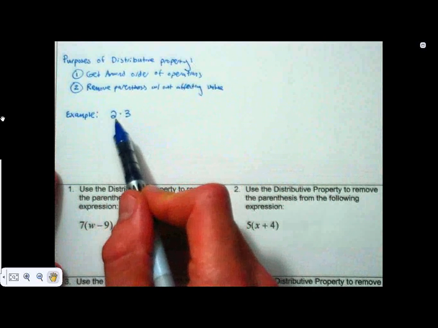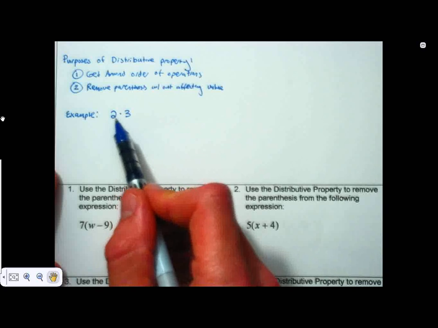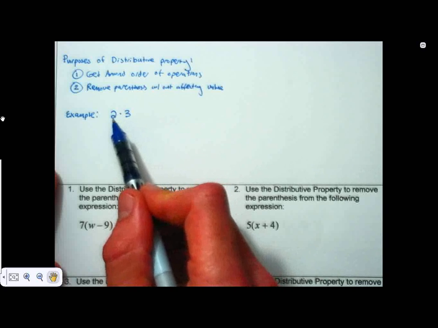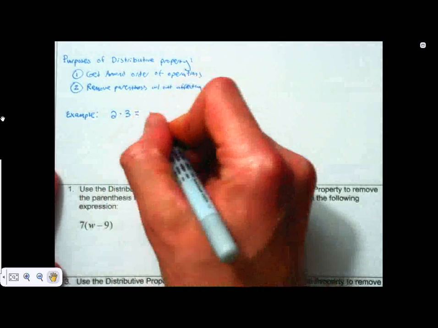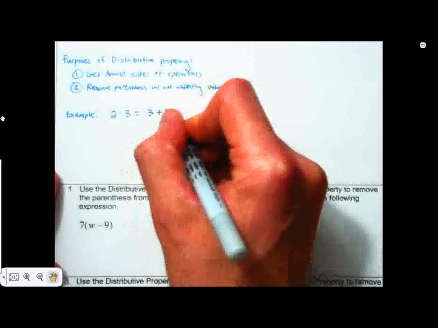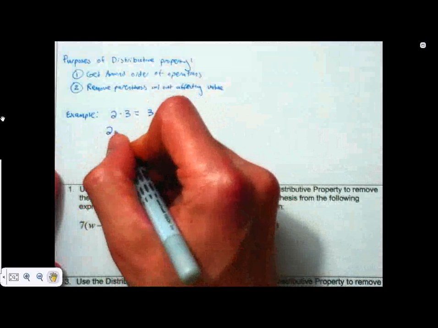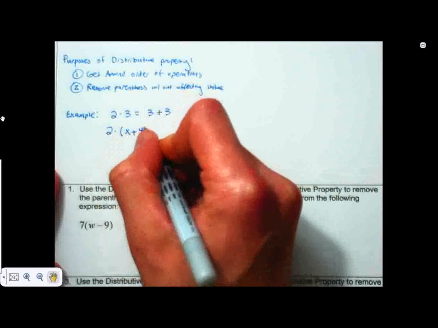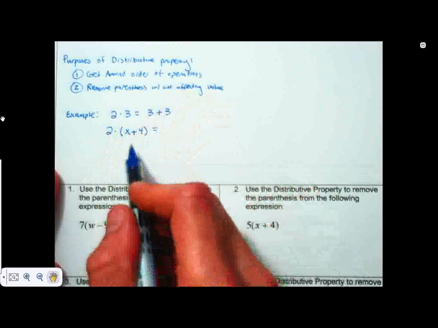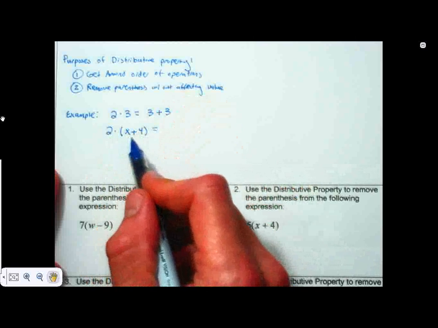2 times 3 and think about what that means. Well, going back to multiplication, there's two ways to interpret this, so I'm going to interpret it as two groups of 3. So in other words, I have a 3 plus another 3. I have two groups of 3. So applying this same idea to a problem where I'm multiplying a number by a group of terms, suppose I were multiplying 2 times x plus 4.